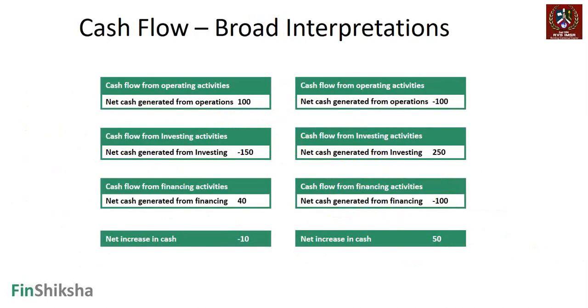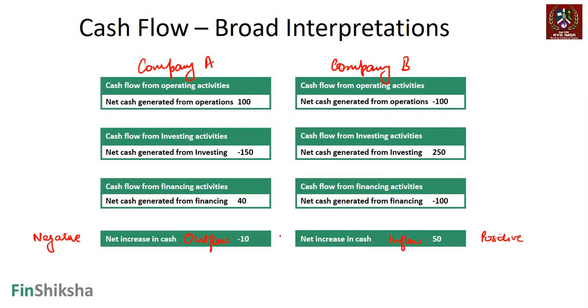Now, let's look at a couple of quick broad interpretations of cash flows, right? I have two companies here. There is a company A and there is a company B, right? Let's just look at these statements for a while. Company A has a negative increase in cash, which basically means this is a cash outflow. Company B has a positive number here, which means this is an inflow.